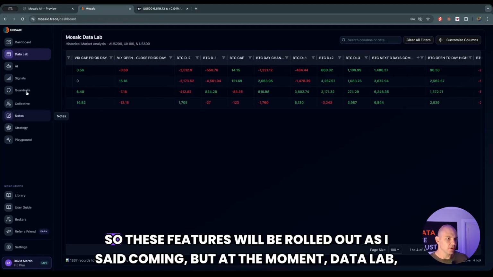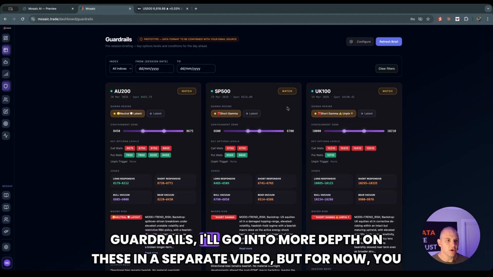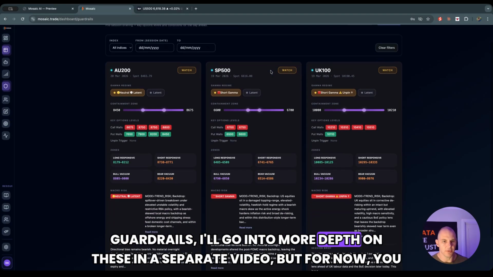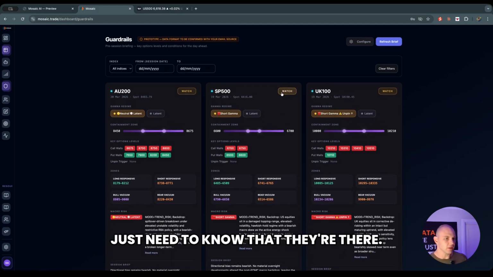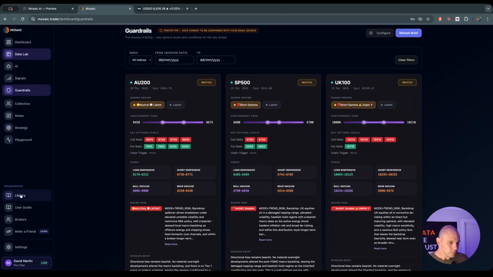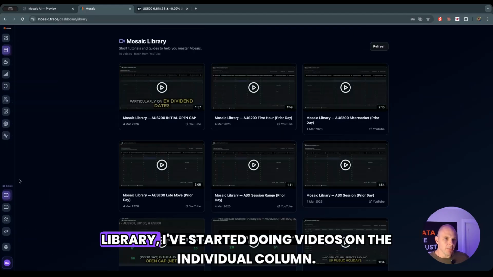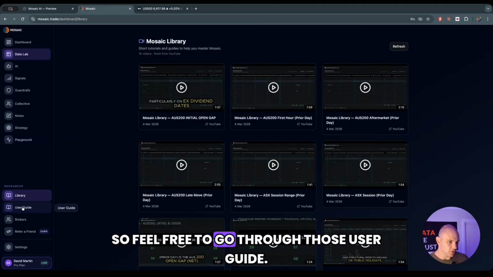What else is there? So these features will be rolled out, as I said, coming, but at the moment, Data Lab guardrails, I'll go into more depth on these in a separate video, but for now, you just need to know that they're there. Library, I've started doing videos on the individual columns, so feel free to go through those.